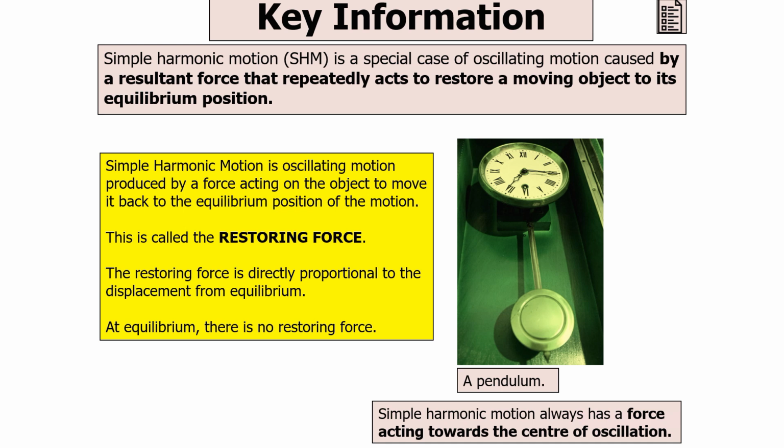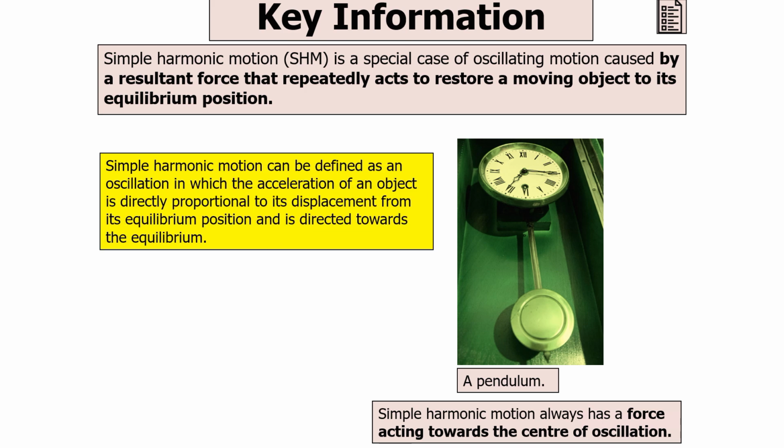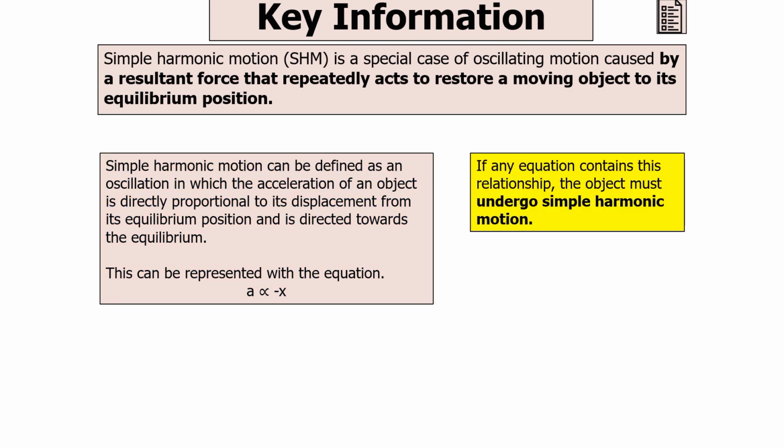Now, this also means that the greater the displacement from the equilibrium position, the greater the acceleration experienced by the object. So what we would say is that simple harmonic motion can be defined as an oscillation in which the acceleration of an object is directly proportional to its displacement from its equilibrium position and is directed towards the equilibrium. Now, this can be represented with the equation a is directly proportional to negative x. If any equation contains this relationship, the object must be undergoing simple harmonic motion.